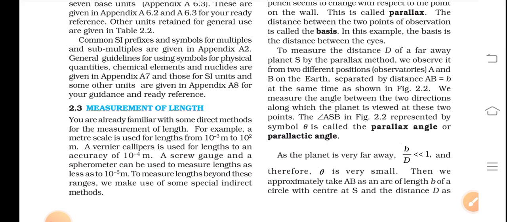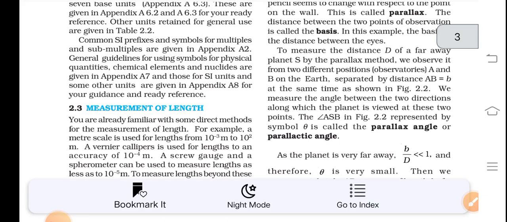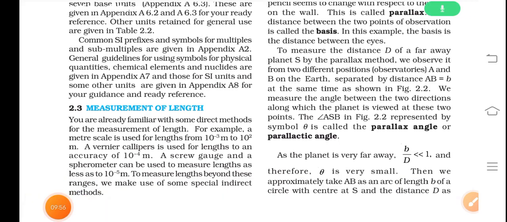For normal purposes we use vernier calipers. If we want more accuracy, we use a screw gauge. In vernier calipers we can measure up to the second decimal point only, whereas with a screw gauge we can measure up to the third decimal point or more.